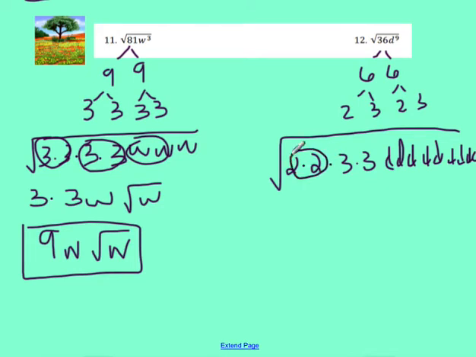Okay, so I have a pair of 2's, a pair of 3's, and 1, 2, 3, 4 pairs of D's. So I'm going to write out my pairs. I have a 2, I have a 3, and then I have 1, 2, 3, 4 pairs of D's.